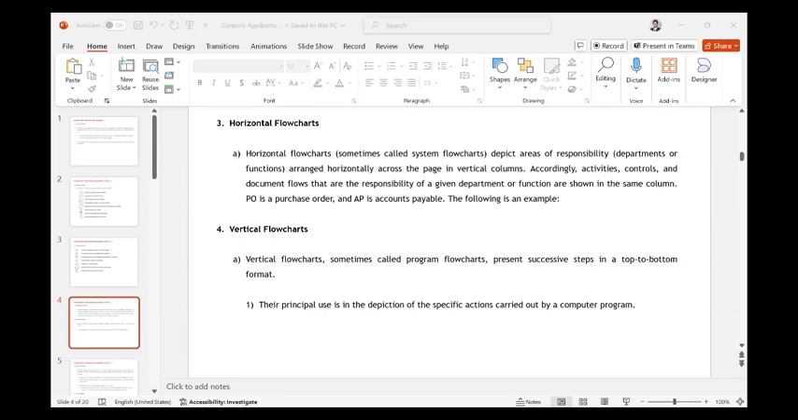And in each department at the bottom, you have the processes that take place in that department. So that sort of chart is called a horizontal flow chart. So if you see a flow chart where it starts at the top and ends at the bottom, that will be a vertical flow chart.